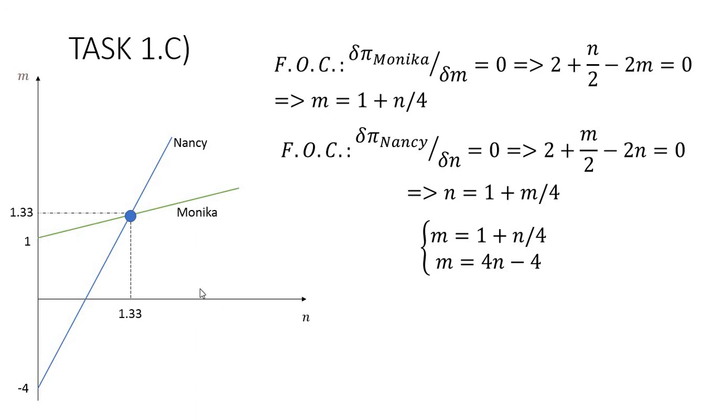And on the intercept of the two functions, we have the Nash equilibrium, which again means that two rational players pursue their optimal strategies simultaneously, being aware that other rational players do exactly the same. If you solve this set of equations, you are going to detect that the optimal amount of effort to be made by Nancy and Monica is equal to 1.33. Okay, so that was it. Thank you for your attention.